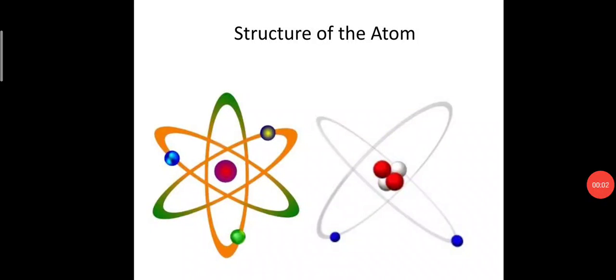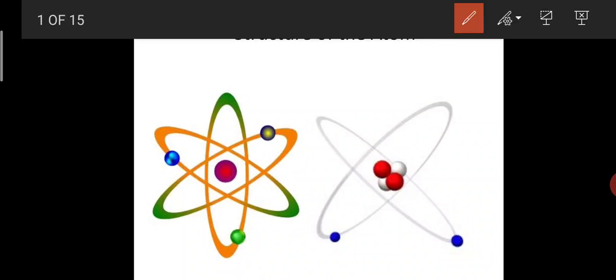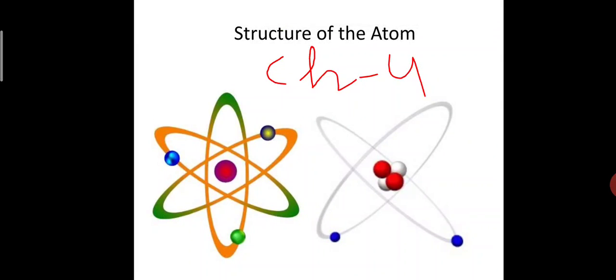Good morning, class 9th, chapter number 4, structure of the atom. Students, this chapter is chapter number 4, structure of the atom. In chapter number 3, we learned about atoms and molecules. Atoms and molecules are the fundamental building blocks of matter. The existence of different kinds of matter is due to different atoms.